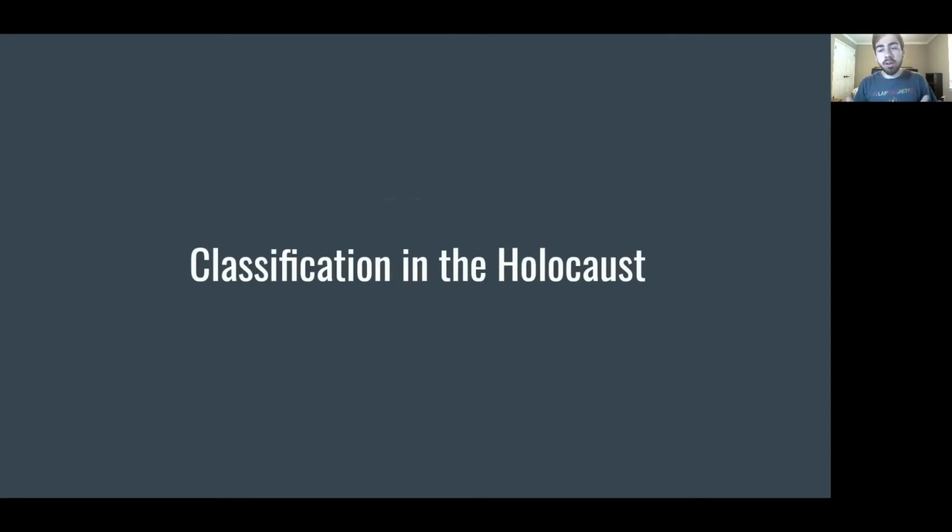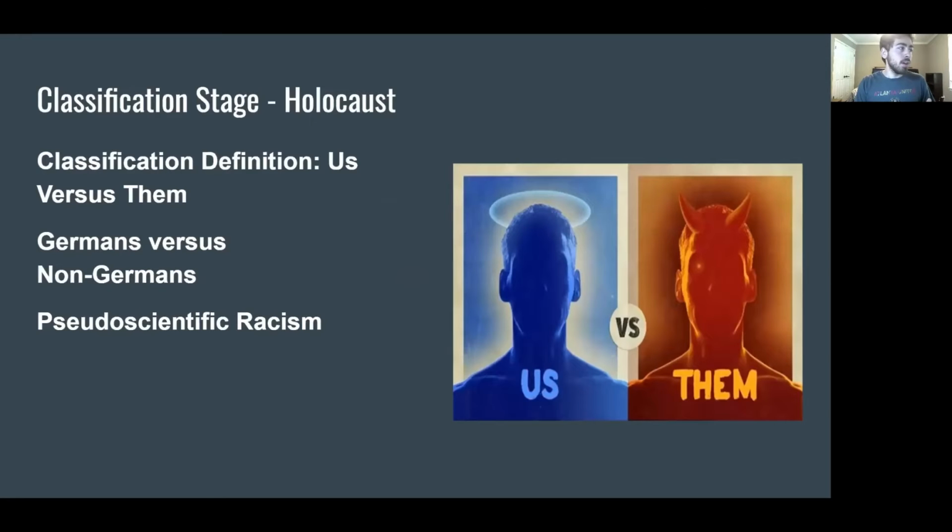To start, we're going to go into classification in the Holocaust. So classification occurs when there's an us versus them. In the Holocaust, this was basically the Germans versus non-Germans. This formed due to pseudoscientific racism. If you don't know what pseudoscientific racism is, it is basically racism based around Darwinism.